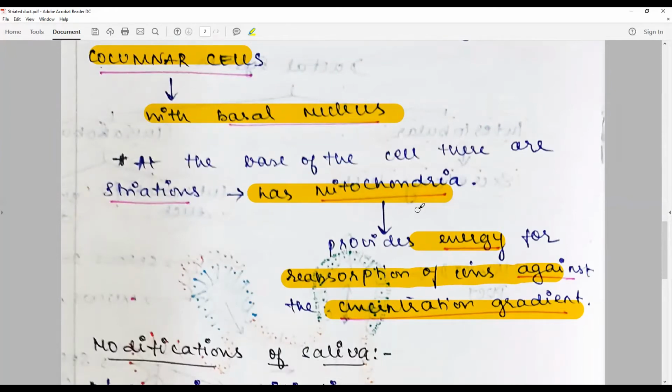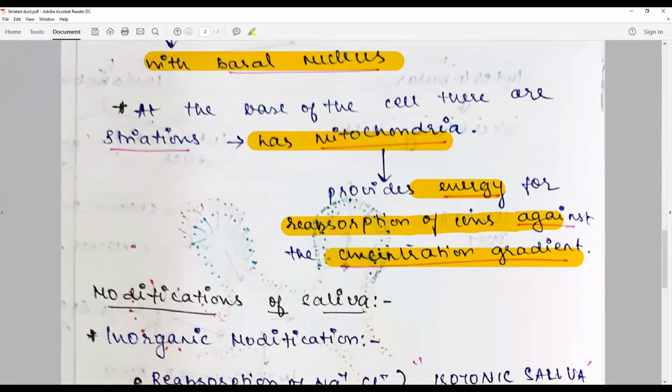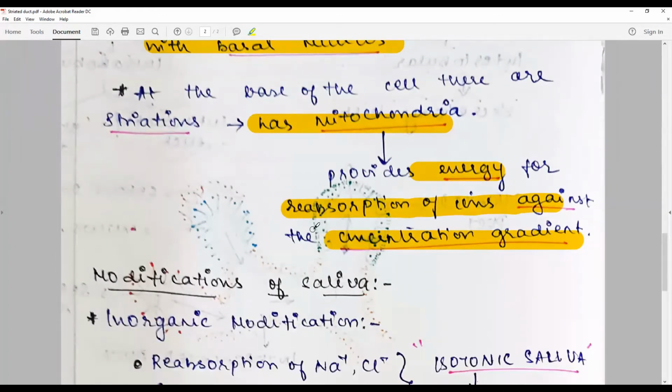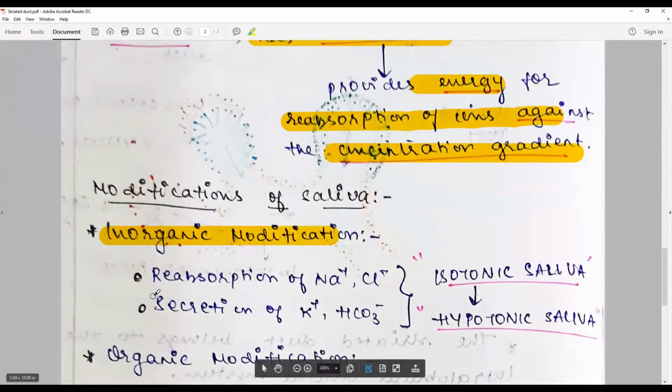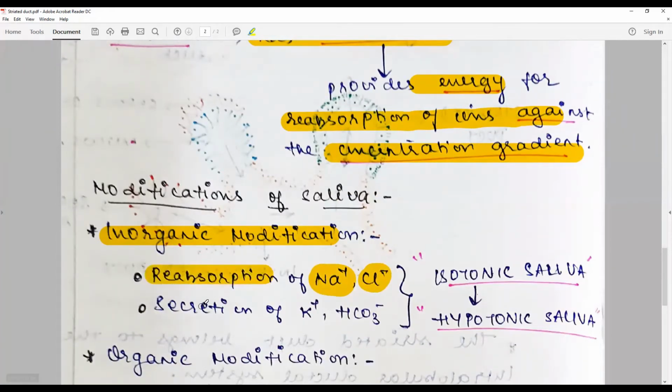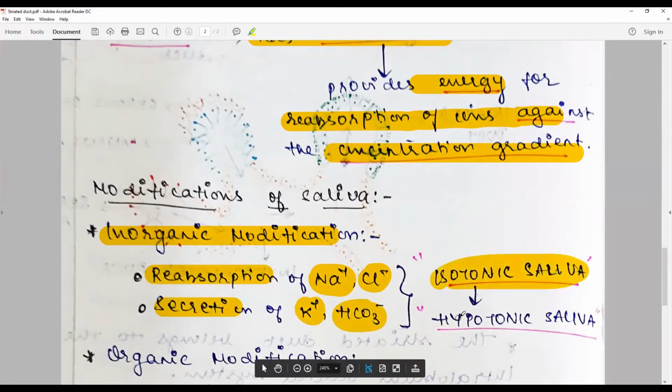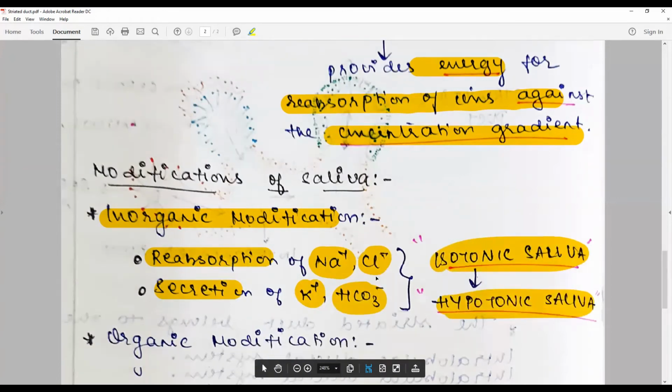PTAH, phosphotungstic acid hematoxylin. Modification of saliva. They are responsible for the modification of saliva by inorganic modifications: the resorption of sodium and chloride, and secretion of potassium and bicarbonate ions. This converts the isotonic saliva to hypotonic saliva.